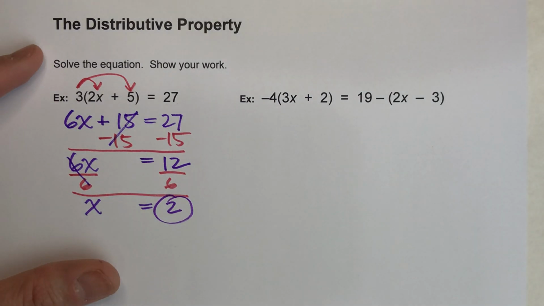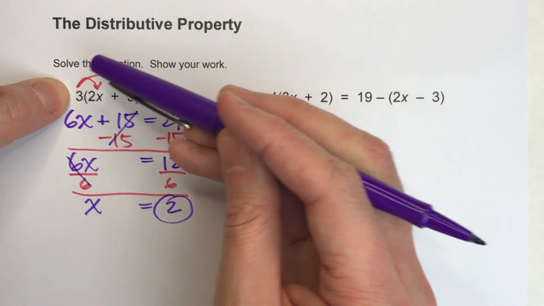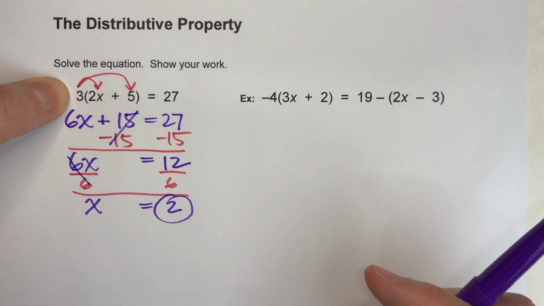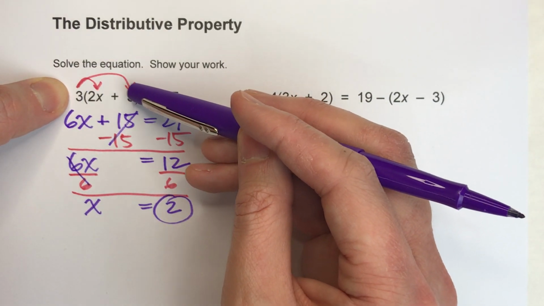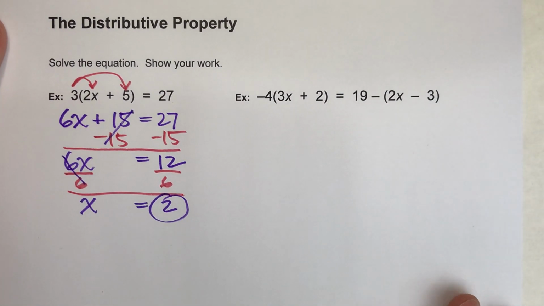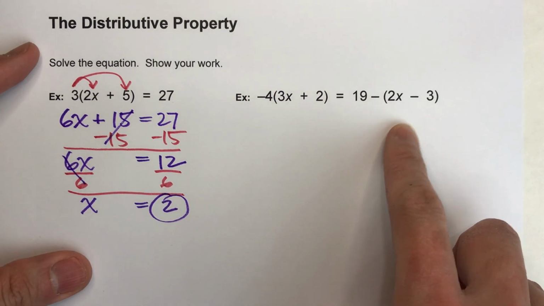All right, so pretty straightforward. The main thing is to remember to multiply everything in the parentheses by that number on the outside. I usually draw the little arrows to remind myself to do both, because the most common mistake I see students make is they forget to multiply the second number by that outside number. All right, but let's do this second example because this one's a little more complicated because of all the negatives, and you're about to find out why.